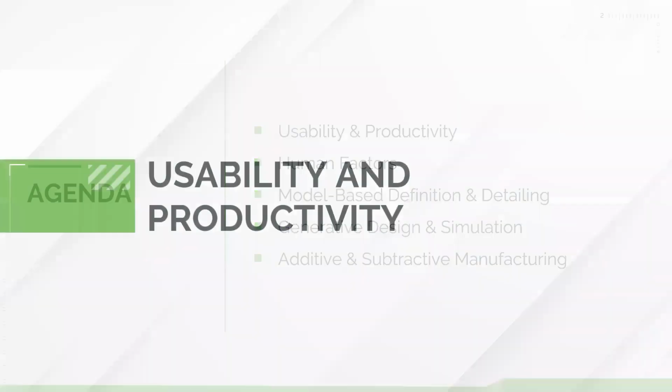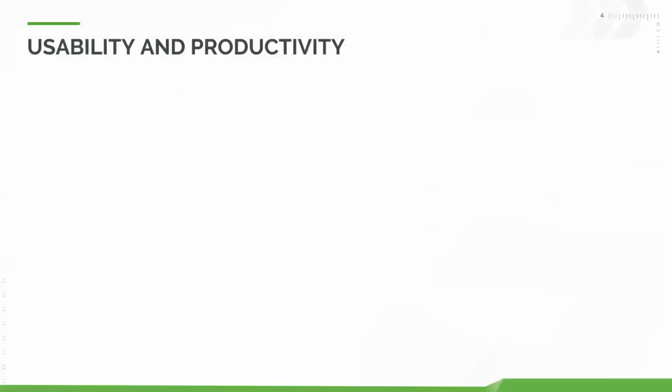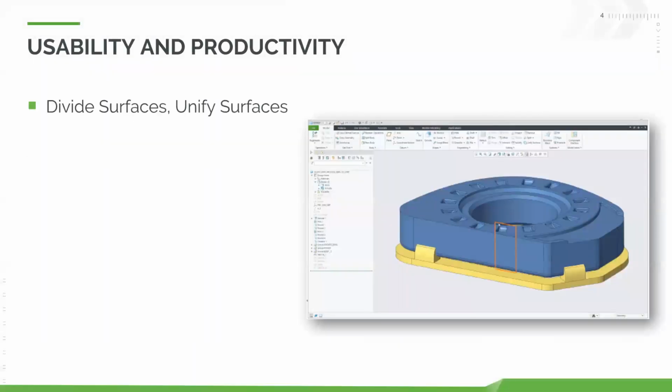The first area that we're going to touch on is usability and productivity, really things that are geared around just the base, normal, everyday design. Starting here first with divide and unify surfaces. This is a new capability to say, take this given surface, but I want to deal with just a piece of it. This is useful in many different areas, things like manufacturing information, model-based definition, defining something in a given area, even into things like simulation or generative.